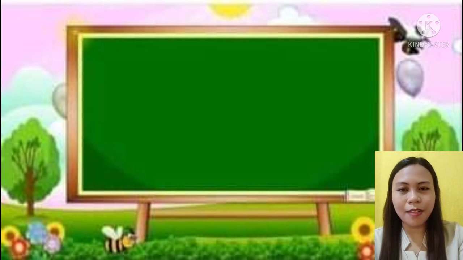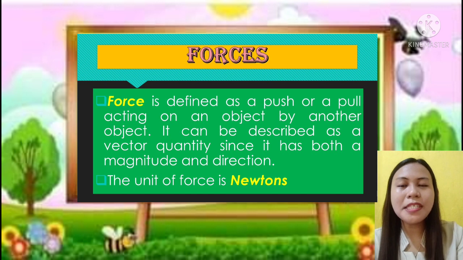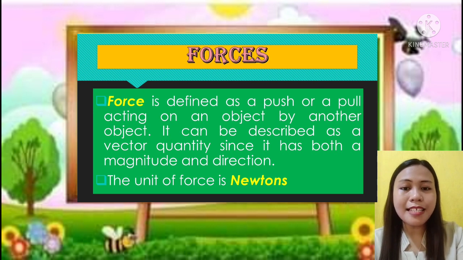Alright, we're done with our activity. And now let's discuss them one by one. So when we say force, it is defined as a push or pull acting on an object. It can be described as a vector quantity since it has both magnitude and direction. Force cannot be seen, but its effect is noticeable. The unit of force is newtons.